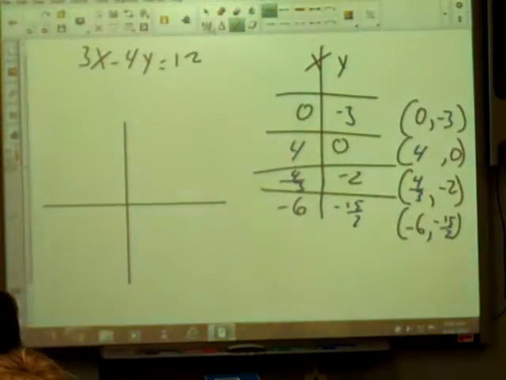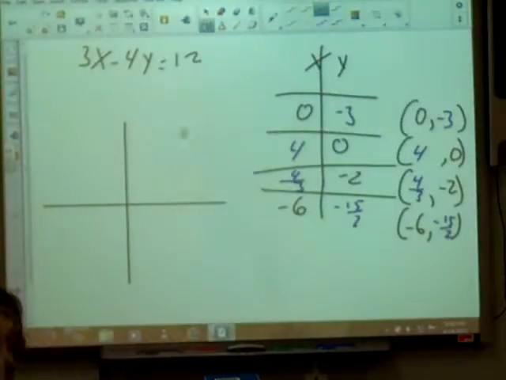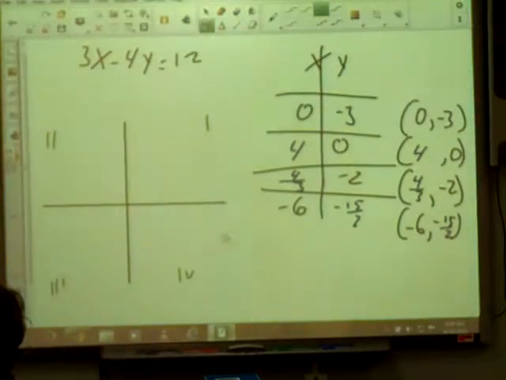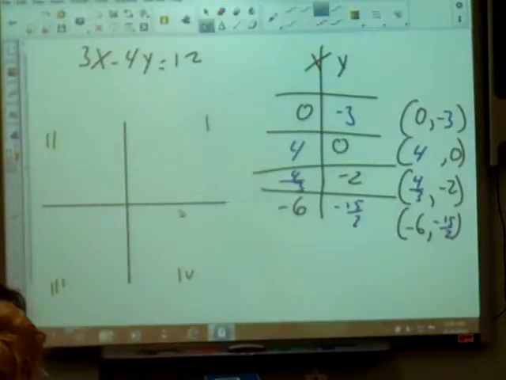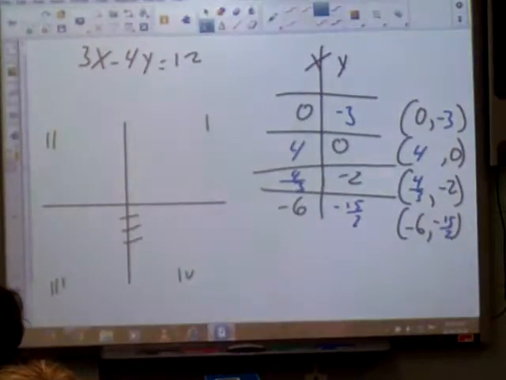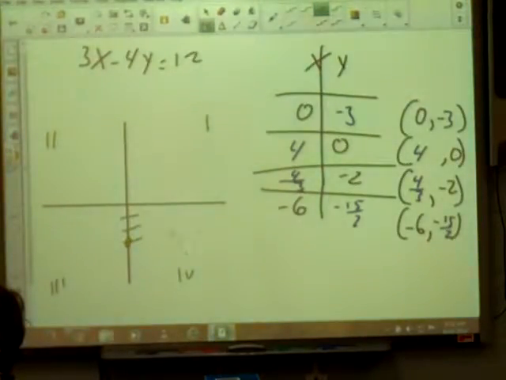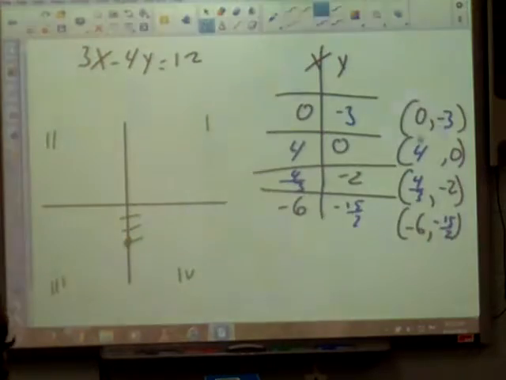Alright, if I go right and up, what quadrant am I in? 1, and then they go counterclockwise. So there's 2, there's 3, and there's 4. But these first 2 points are trick ones, because if I go over 0 and down 3, which one of those am I in? Am I in quadrant 3 or quadrant 4? Neither. If you're on the line, you're not in a quadrant. So that one would be in no quadrant.